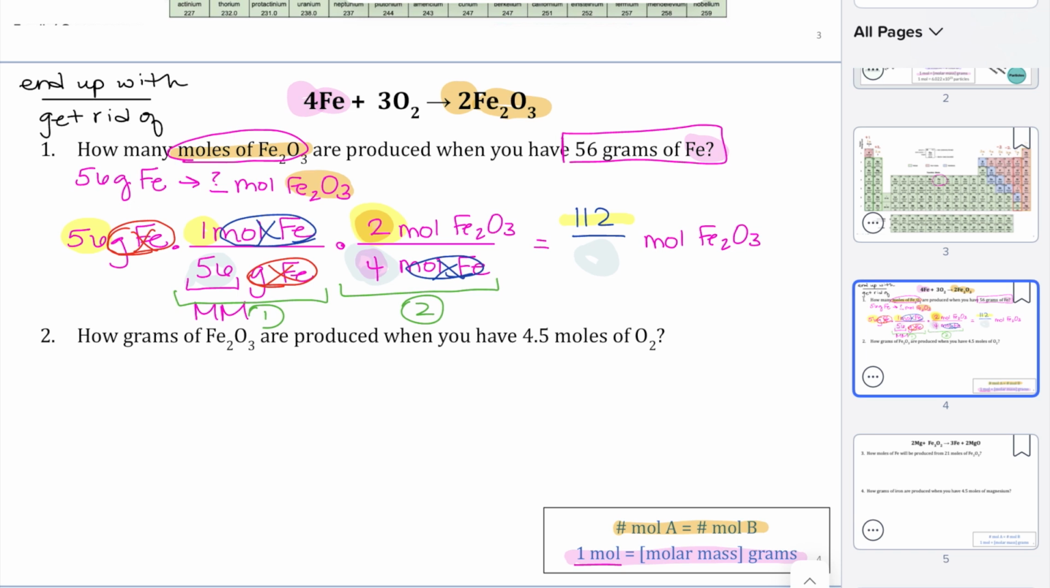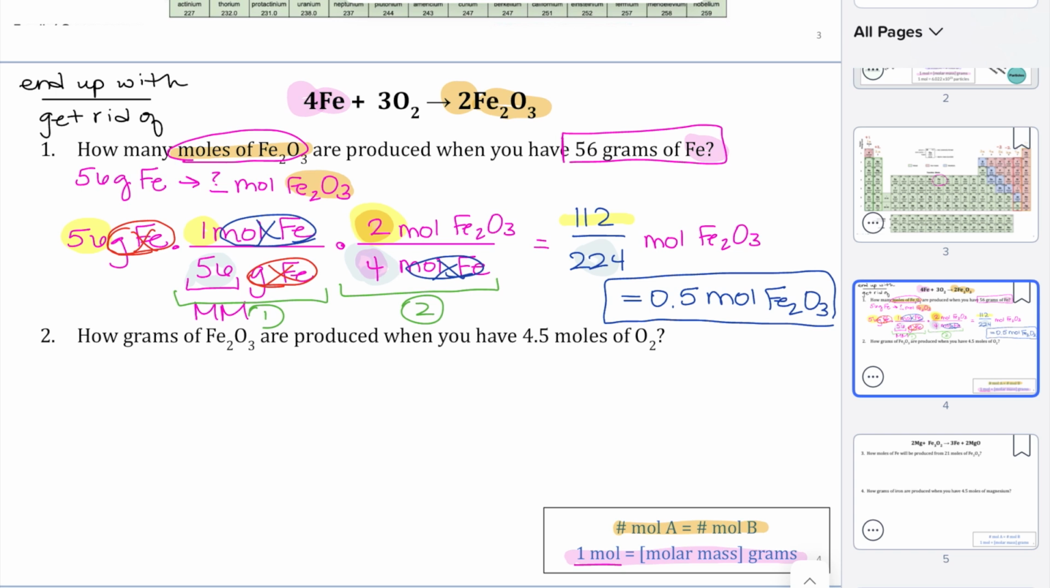And that is 224. And then I can do that 112 divided by 224, and I get 0.5. There's my value. I need units, moles, and then the chemical Fe2O3 for my final answer. All right, let's do the next one.